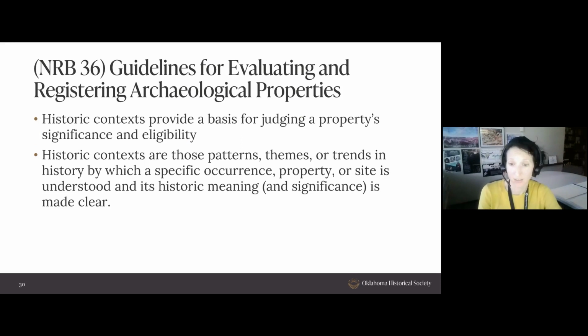Historic contexts provide a basis for judging a property's significance and integrity. And a historic context is the pattern, themes, trends in history by which a specific occurrence, property, or site can be understood, and its historic meaning and significance can be made clear. So that's why it's critical to have a historic context when you're evaluating the significance of an archaeological site.